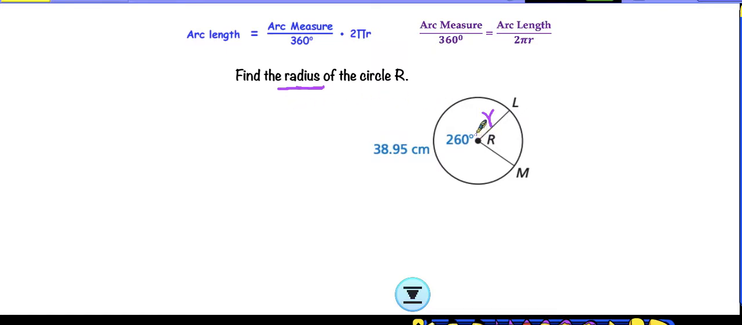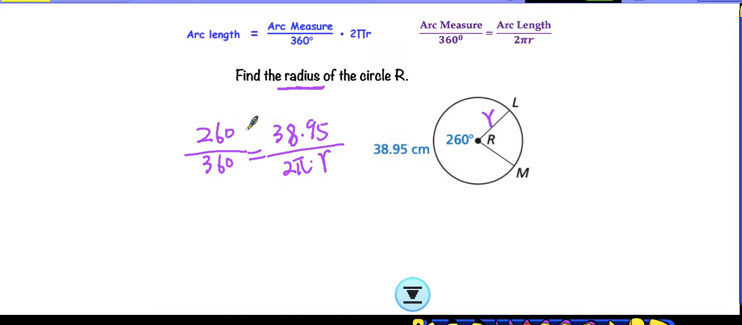In this case, we know the arc measure, again the same as the central angle. We know that is 260 divided by 360 equals arc length. We know the arc length, which is 38.95 over 2 pi, and r we don't know, so we're going to keep it as a variable here. Again, the proportion can always be solved by using cross multiplication.